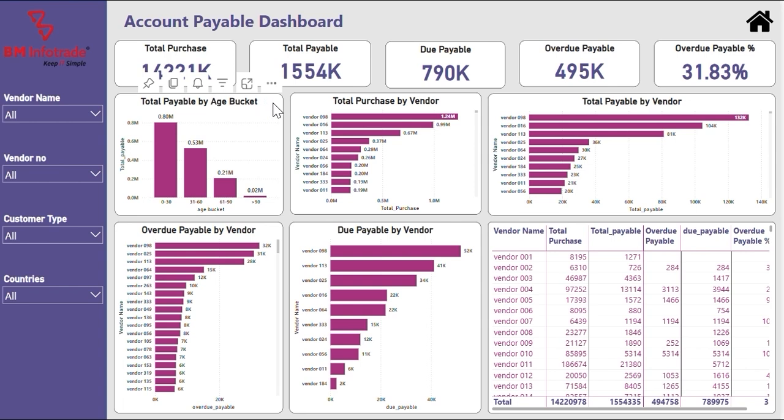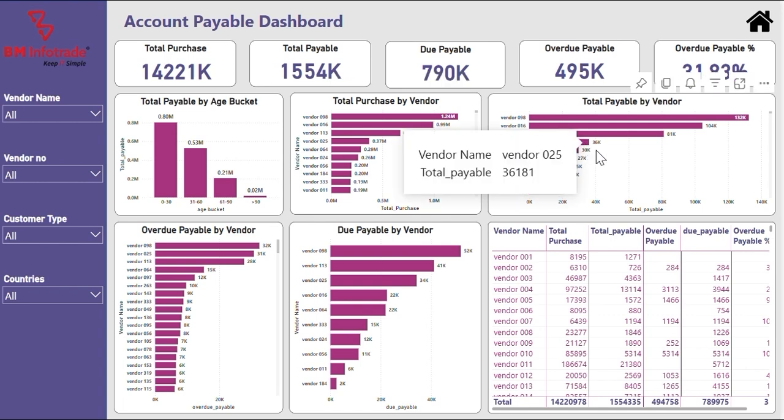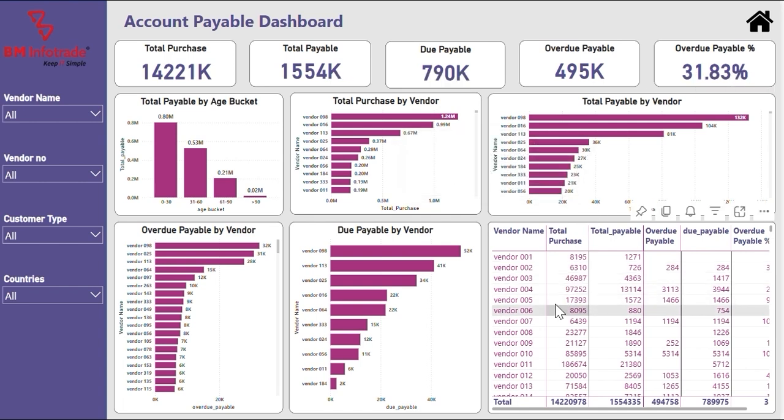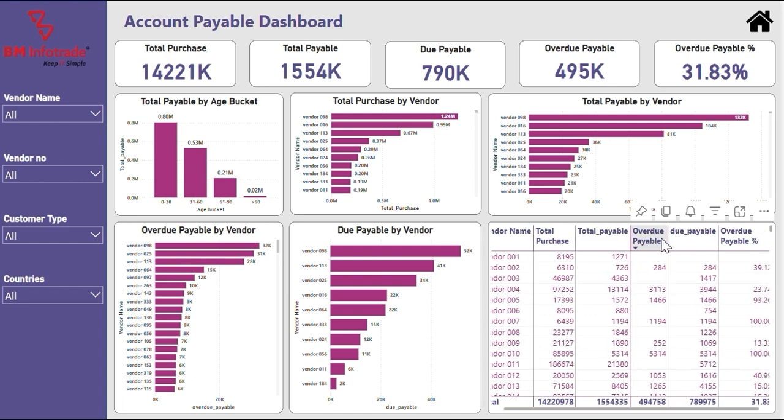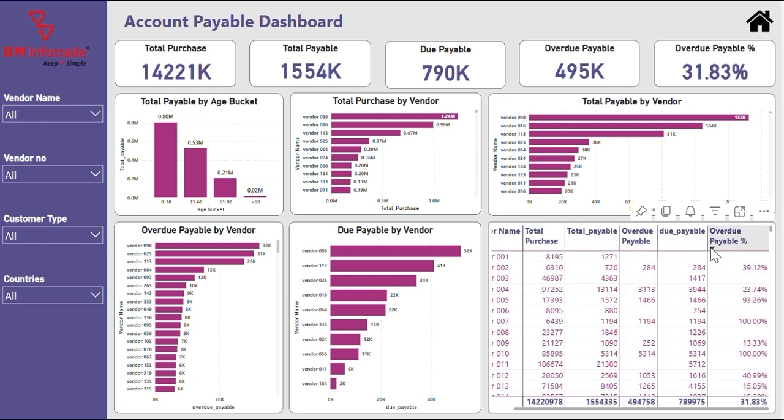We have used a bar chart, a column chart, and a matrix to show total payable by each bucket, total purchases by vendor, how much we have purchased from each vendor, and total pay amount, how much we have to pay to each vendor. In the matrix section, we have the vendor name, the amount we have purchased, the amount we have to pay to the vendor, how much overdue amount we have, how much due payable we have, and the percentage of the overdue payable.